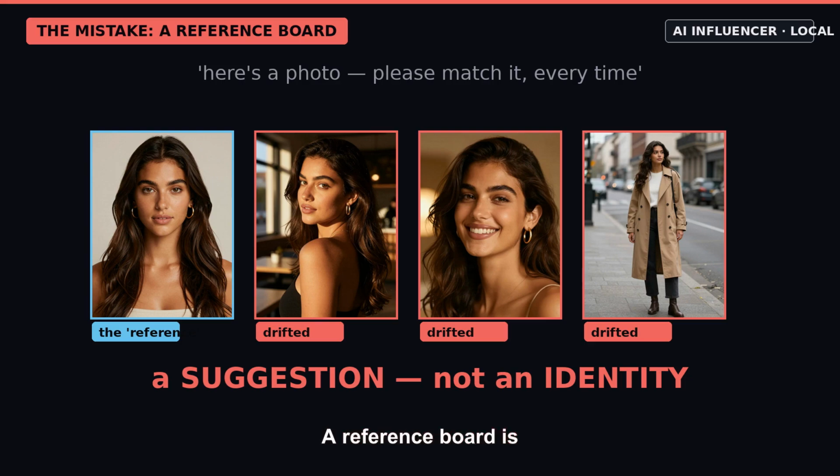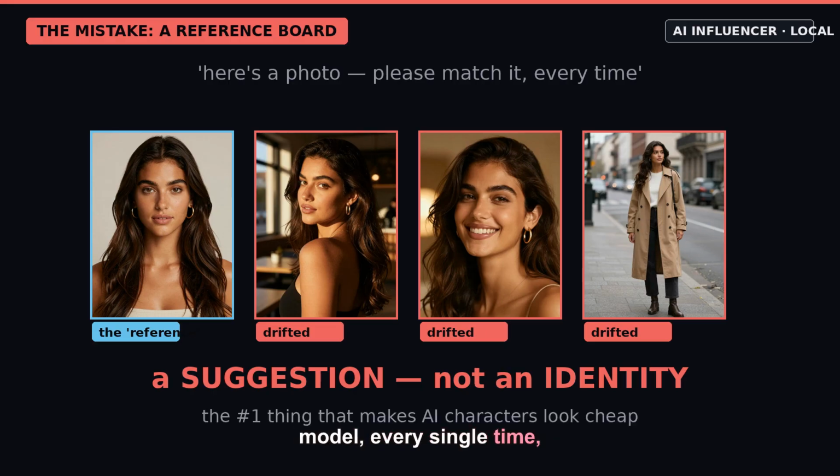Here's the reason, in one line. A reference board is a suggestion, not an identity. You're asking the model every single time to please try to match this picture. Some days it listens better than others. There's no memory of who she is, only a photo you keep waving at it. That inconsistency is the number one thing that makes an AI character look cheap. So the whole training plan is really about fixing this one problem properly.